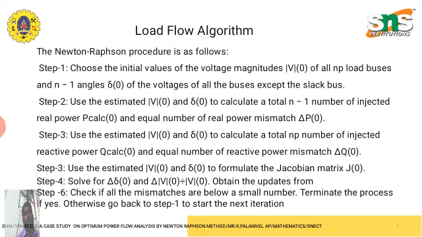Solve for Δδ(0) and ΔV(0) divided by V(0). Obtain the updates from these. Check if all the mismatches are below a small number. Terminate the process if so, otherwise go back to step 1 to start the next iteration.